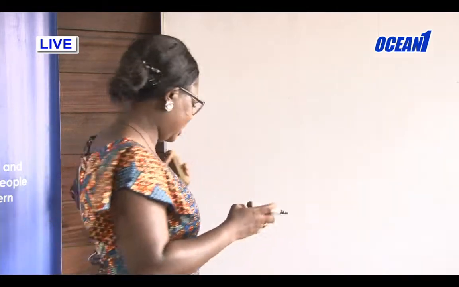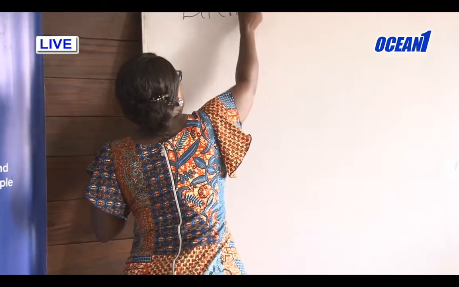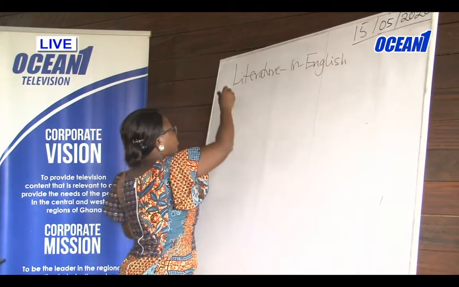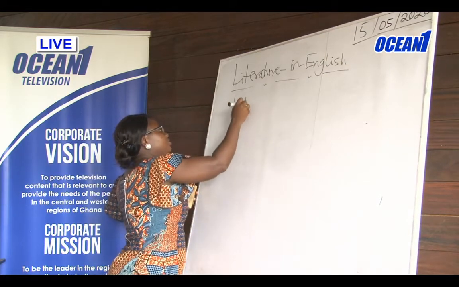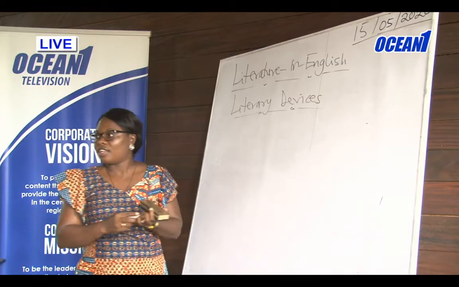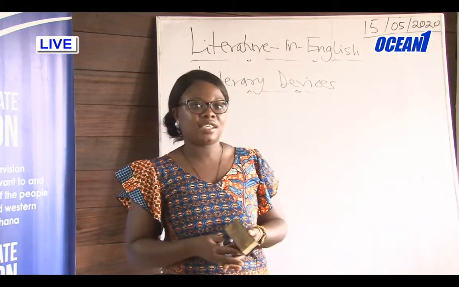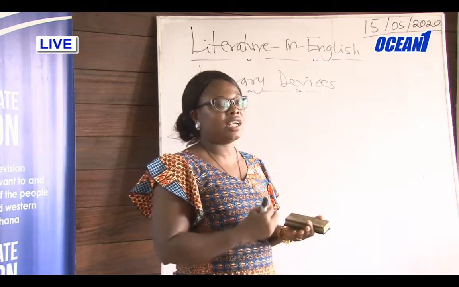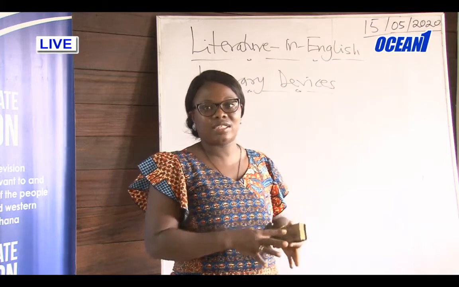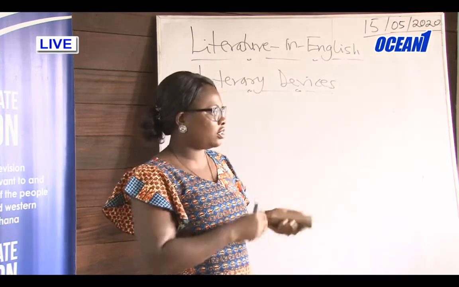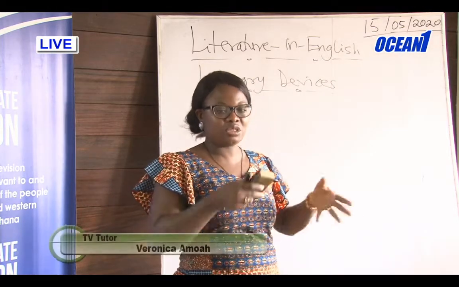Today we are treating literary devices in literature in English. We've been looking at some literary devices. What students must understand is that there are so many devices that we cannot treat them all, but we are looking at the basic ones. Then later on, we will look at how these devices work out in a text, either a poem, a novel, or a drama, to bring out meaning. So we will continue with our literary devices, and then later on, we check its usage in a text.